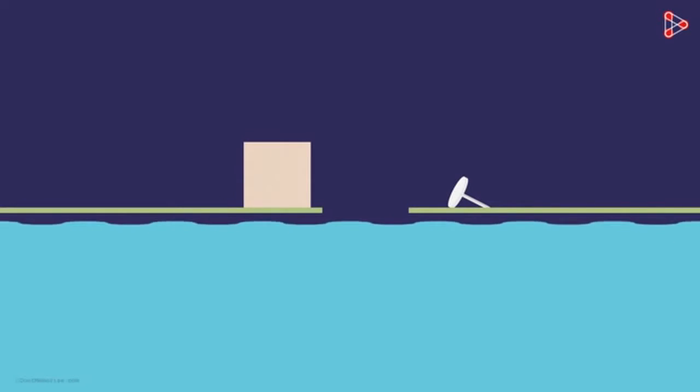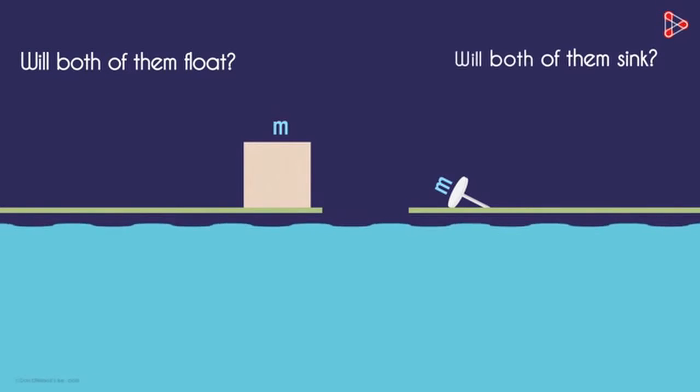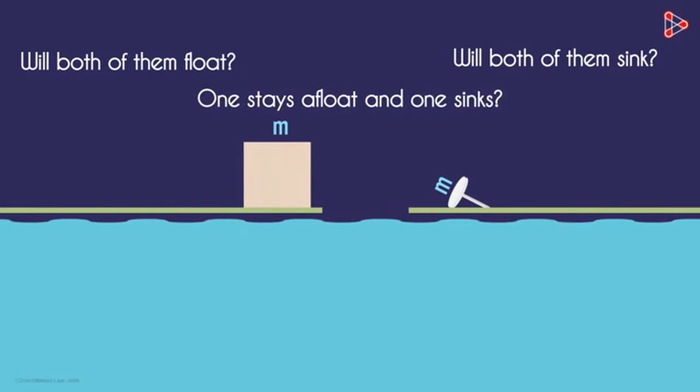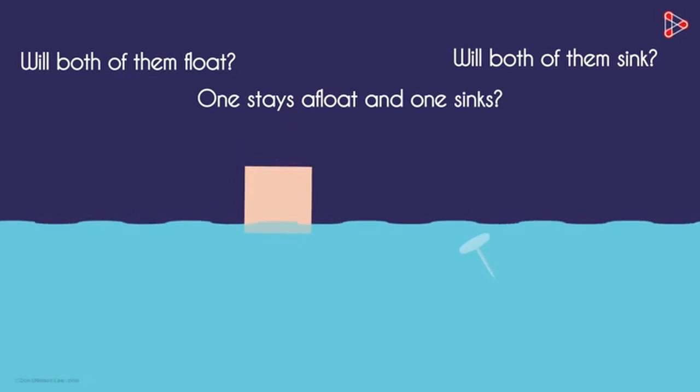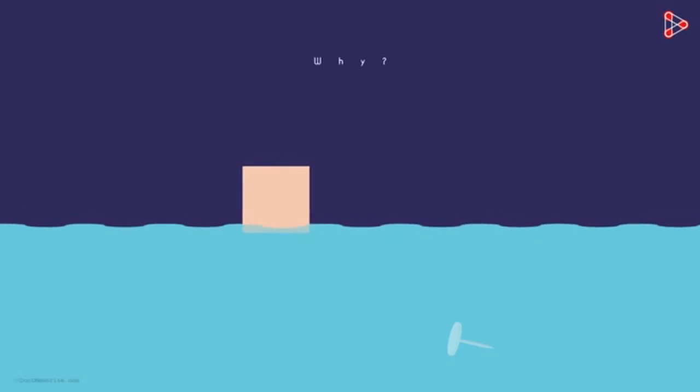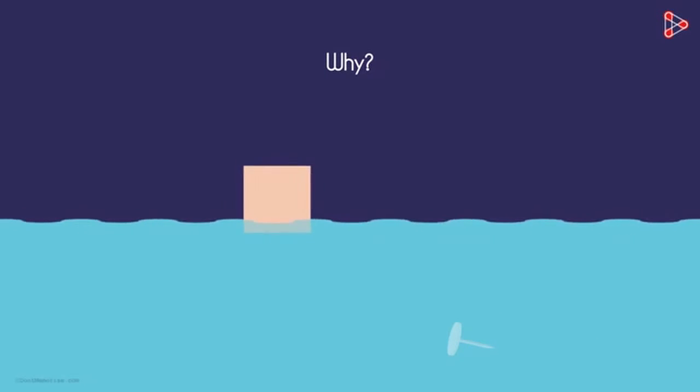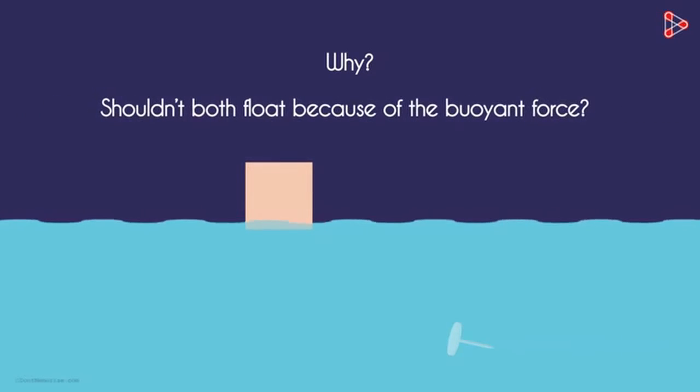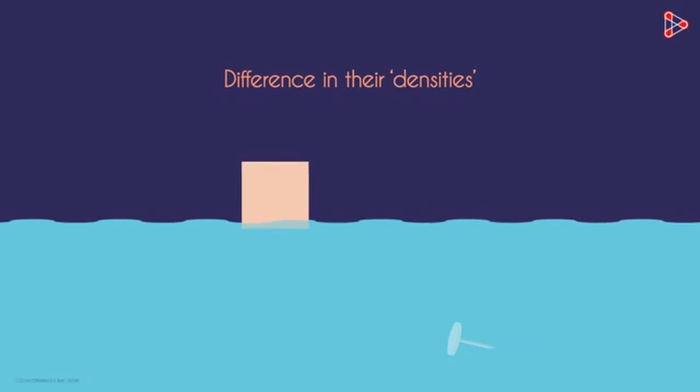If we drop a piece of balsa wood and a metal pin of the same mass into the water, what will happen? Will both of them float, or will both of them sink? Or one stays afloat and one sinks? Just by intuition, we can say that the wooden block will float and the metal pin will sink. But if they're of the same mass, why does that happen? Shouldn't both float because of the buoyant force? This happens because of the difference in their densities.